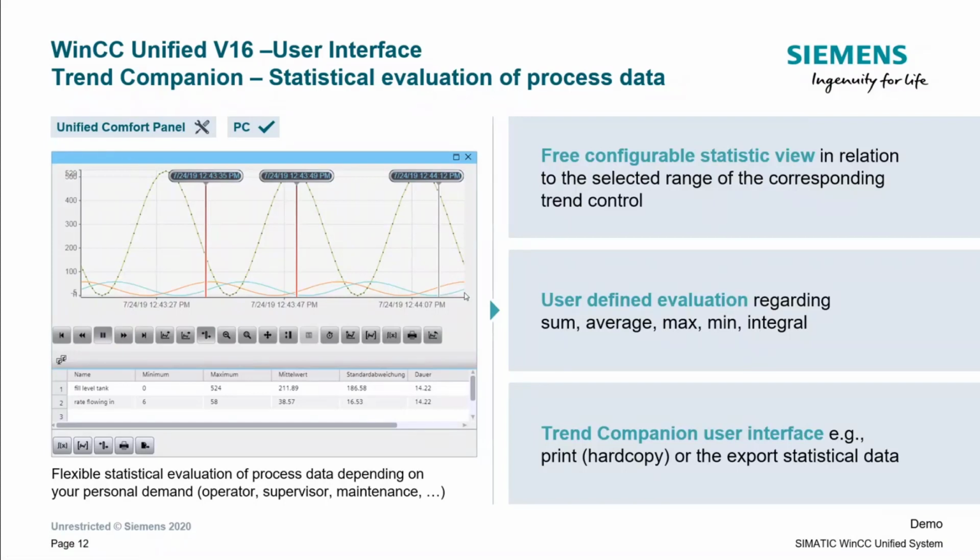And with the trend companion, we can do things like statistical evaluation of the processed data. So for example, here we can select a range of data, and then within that range we can see things such as the sum of values, the average of values. We can determine what the maximum and the minimum is, and of course more advanced features around perhaps the integral of this range as well. Again, we can print hard copies of this, or indeed export this statistical data outside of the unified environment.